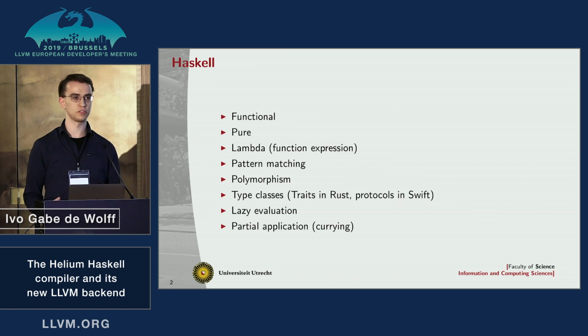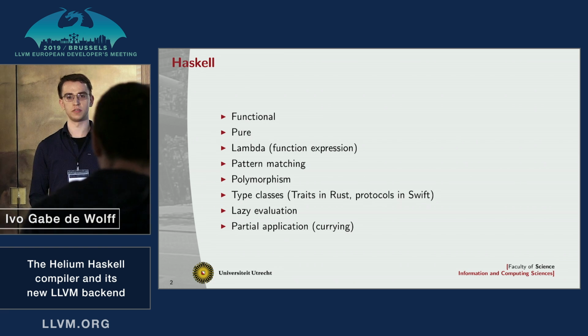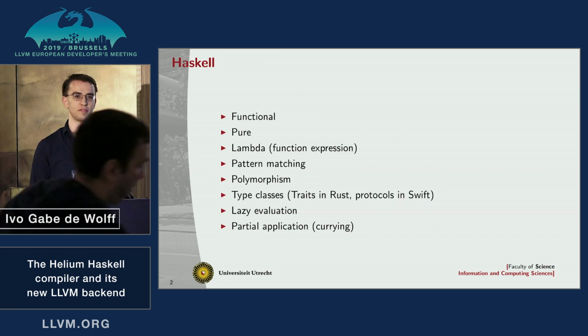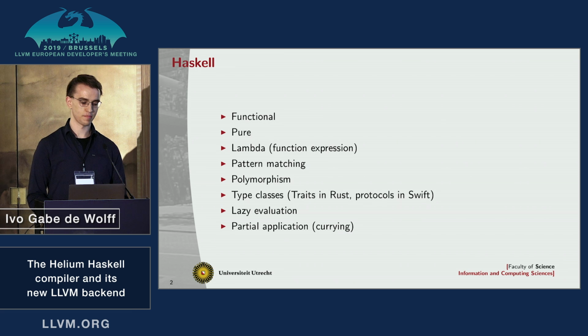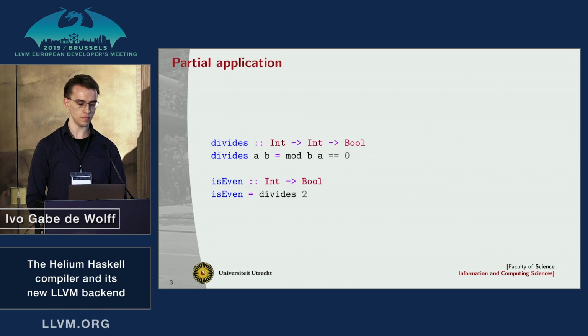For the backend, the most annoying feature is that we have lazy evaluation, which means that we only compute some expression if the value is really needed. And finally, we have partial application, also known as currying, and I will introduce that with an example.